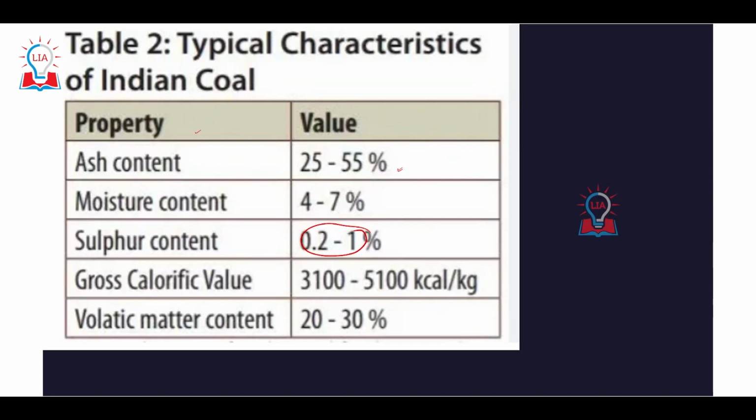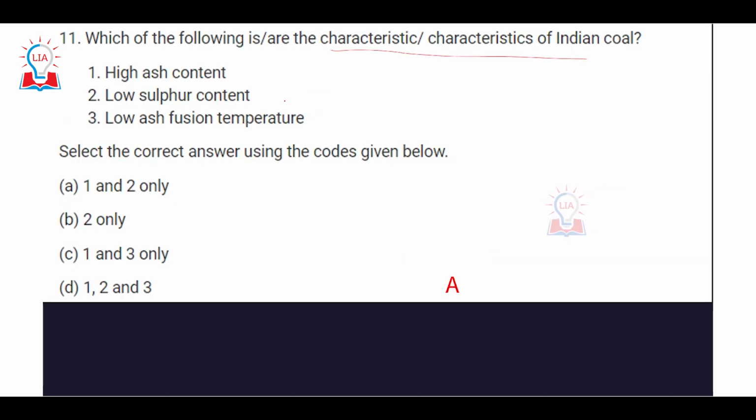Now as far as the ash fusion temperature is concerned, this is high for the Indian coal. So low ash fusion temperature is incorrect. The correct option will be A, only one, and it is mainly because of the high ash content of Indian coal. The calorific value of Indian coal is less. The quality of Indian coal is relatively inferior as compared to the coal that we import from other countries, mainly from Indonesia and Australia. And these are the coals which are called coking coals, which are largely used in the iron and steel industry.